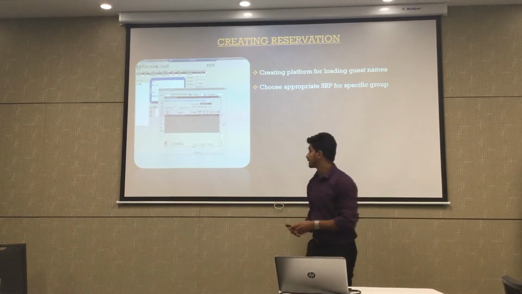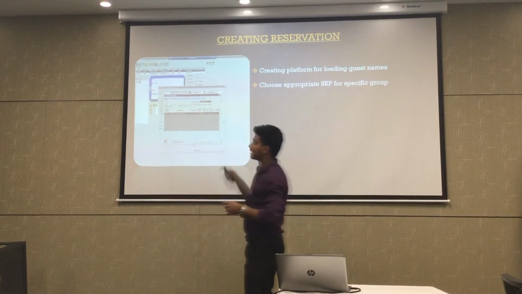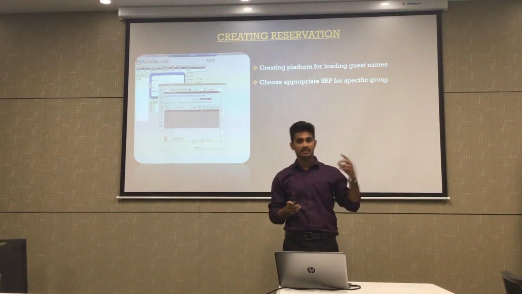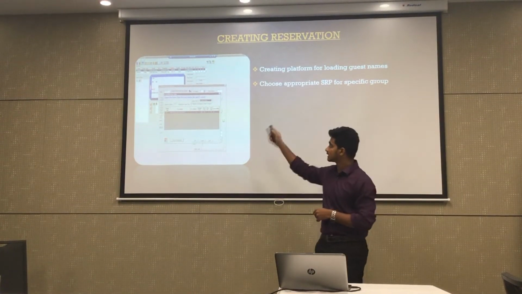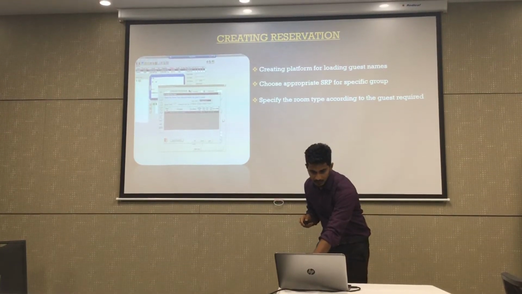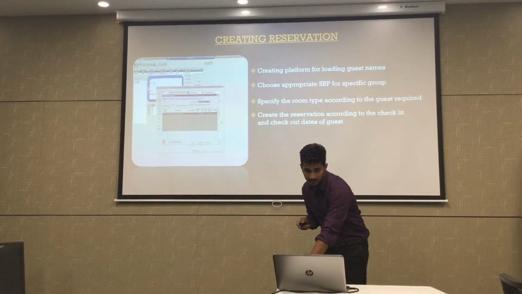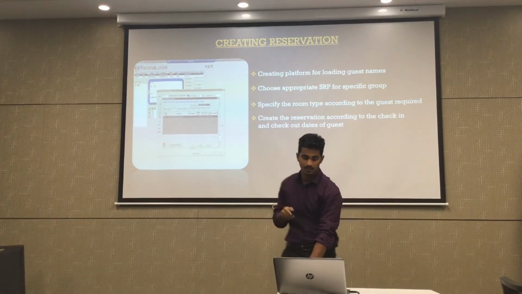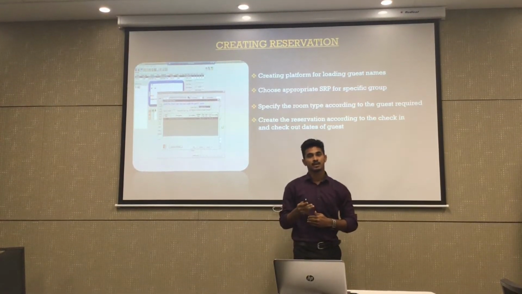That's exactly what I said here. Over there, I have to choose the exact group code which I created when I was creating a group master. So from the group master, the next step is creating a reservation. Specify the room type according to the guest requirements, and create the reservation according to the check-in and check-out date. It has to be accurate according to what I am given in the rooming list.